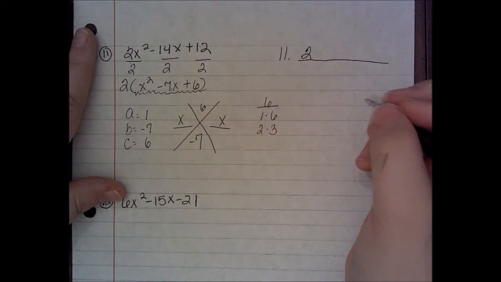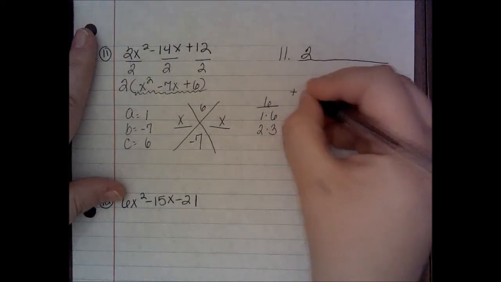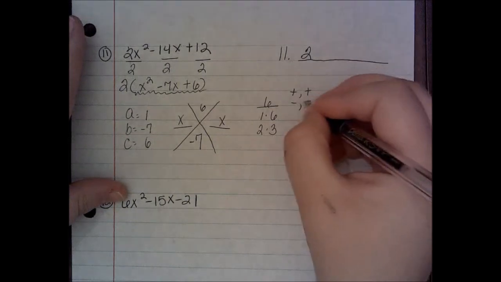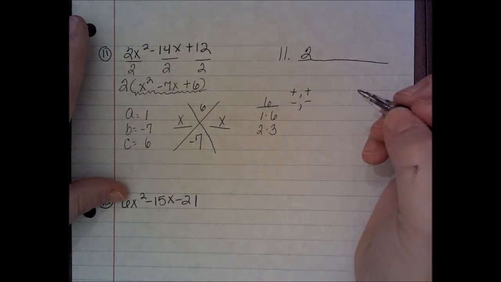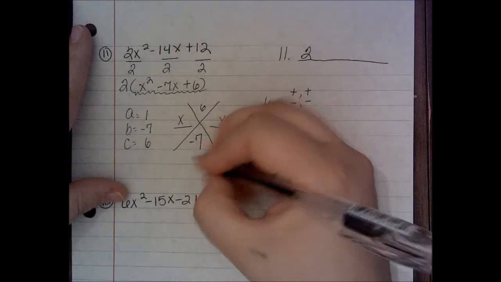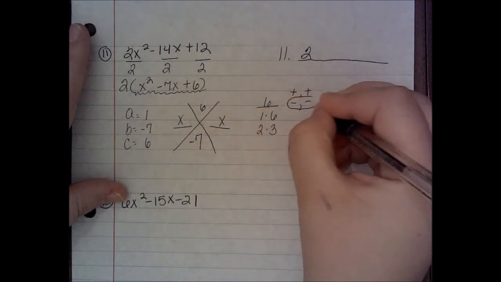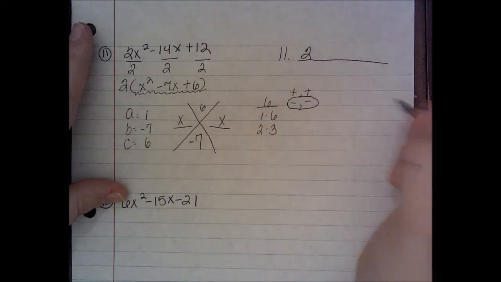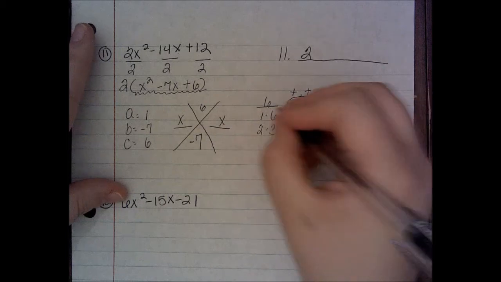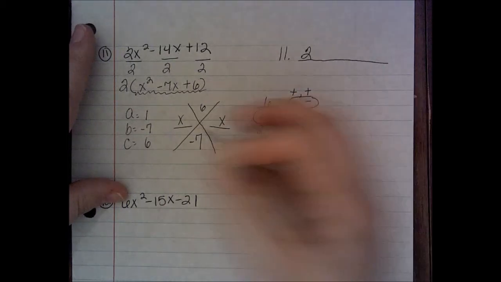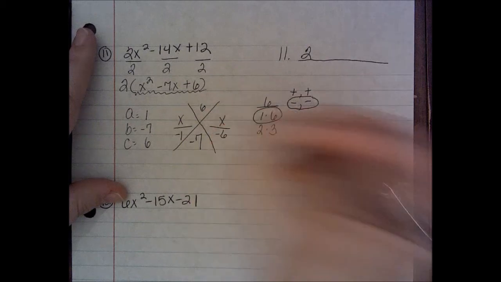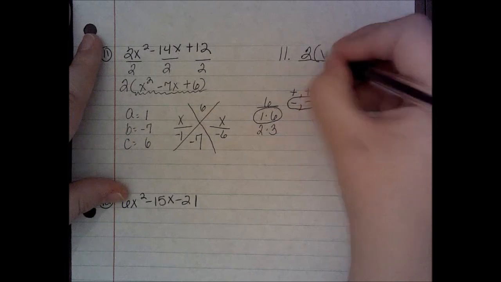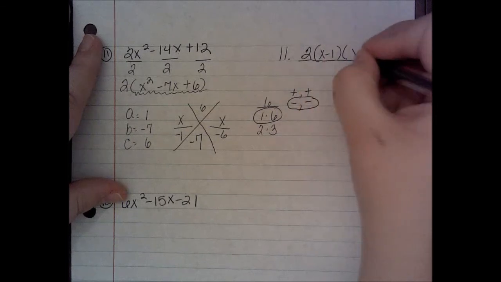Well, the only 2 possibilities would be if I had either 2 positives or 2 negatives, because you have to have the same signs in order to multiply to get a positive number. If we need them to add to get a negative, then the only choice we have is to have both of them negative. So which pair, when both are negative, will give me a -7? The answer is 1 and 6. So -1, -6. So my final answer will be 2, then x minus 1 times x minus 6.